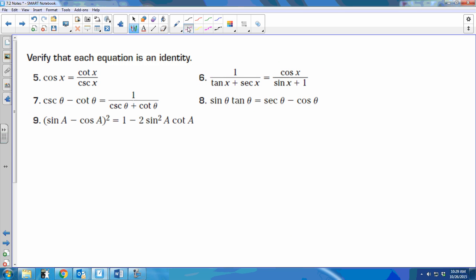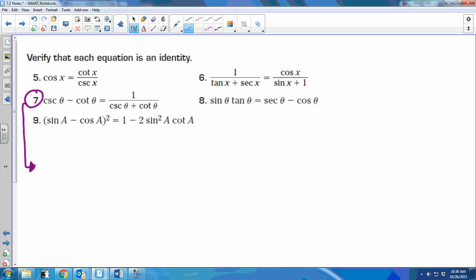Now on this one, I've got cosecant theta minus cotangent theta equals 1 over cosecant theta plus cotangent theta. So here's the problem. If you try to rewrite this with sine and cosine, you're still going to have the same issue. On one side, you have both functions being subtracted. On the other side, I have 1 over both functions being added. If you rewrite them, you still have two things being subtracted and two things being added, so that's not going to work. In this example, I don't think I would expect you to know what to do. That's why I'm showing it to you.